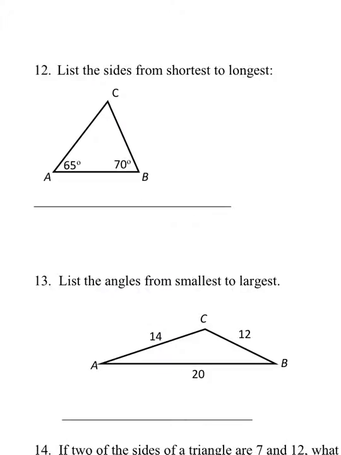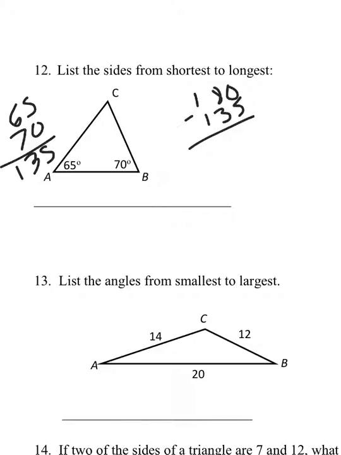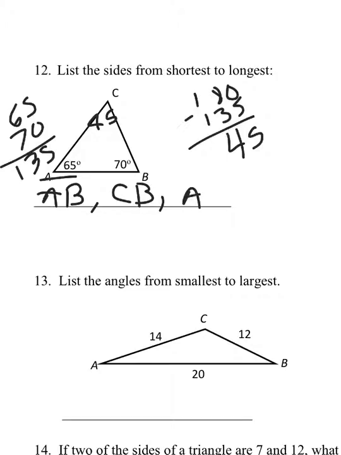All right, number 12, list the sides from shortest to longest. So again, like we did on the front, 65 and 70 is 135. 180 minus 135 is 45. So the shortest side should be AB, the middle side should be BC, and the longest side will be AC.